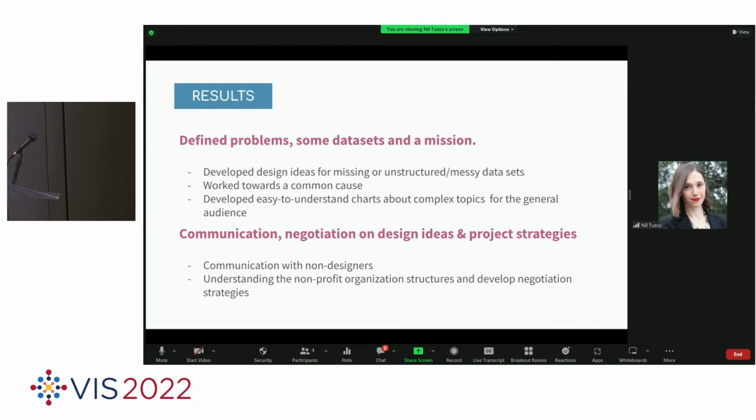Collaborating with mission-driven organizations in the class was overall successful. Particularly, the groups gained experience in working with not so perfect data sets, meaning that data was usually missing or very messy. So they needed to develop design solutions for that.